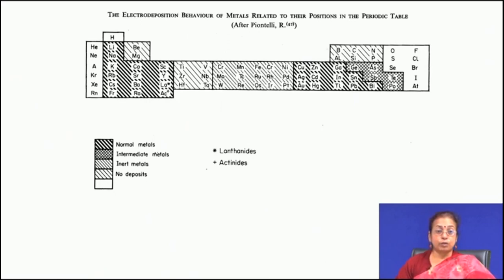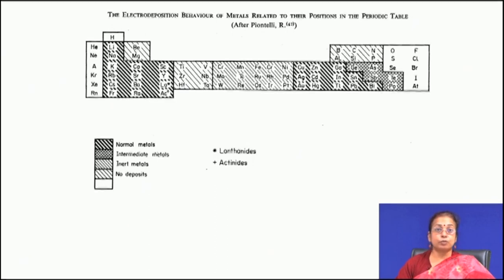On the other hand, if you talk about deposition, ideally all metallic materials may be deposited by the electro deposition technique, but there are certain limitations. All metals cannot be deposited by electro deposition techniques. The dark hatch colored ones are the normal metals which are easily electro depositable. Cross hatched metals are the intermediate metals which may be deposited, and light hatched metals are inert metals which may again be deposited. The wide hatched metals cannot be deposited. So, not all metallic materials may be deposited by the electro deposition process.